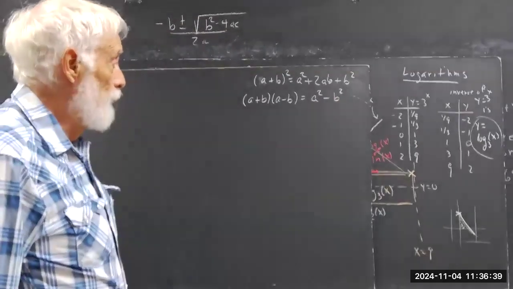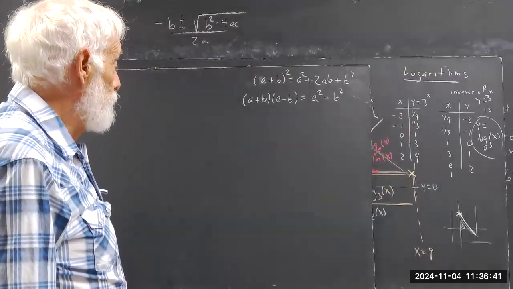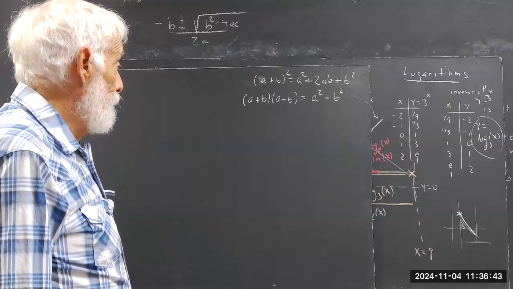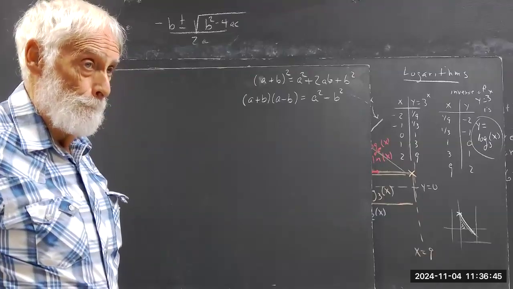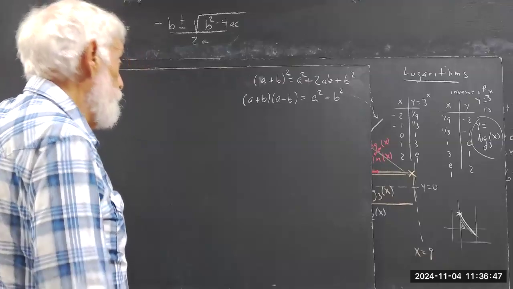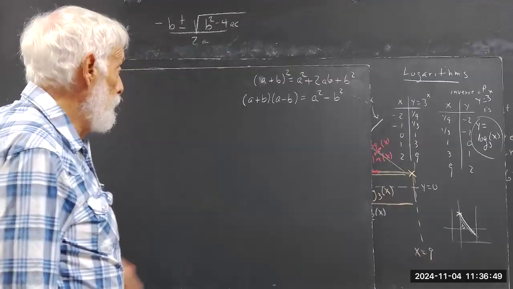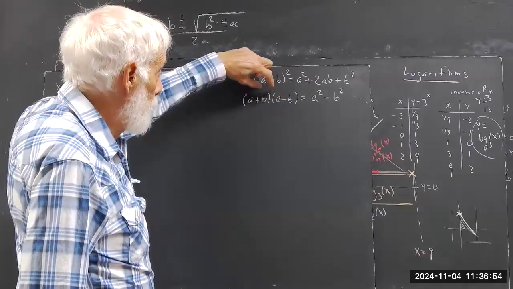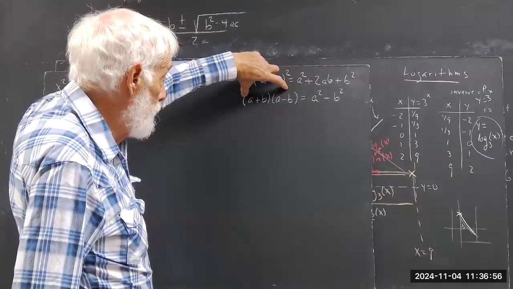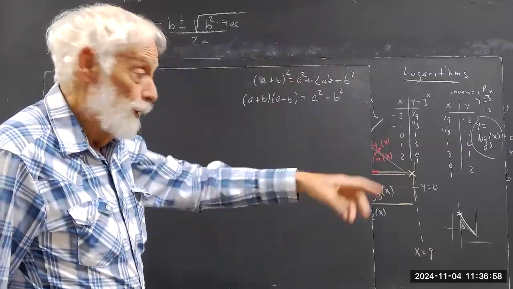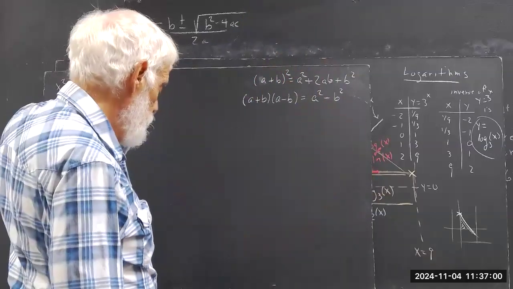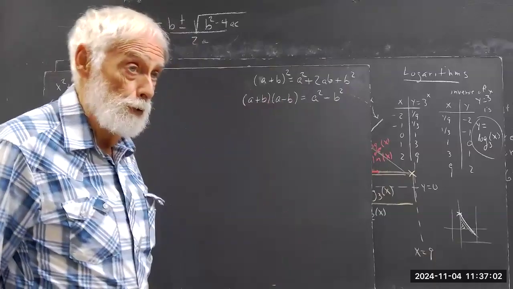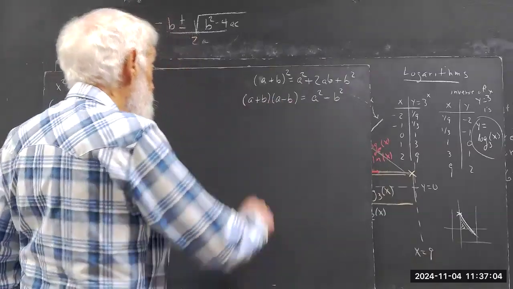And a plus b times a minus b is a squared minus b squared. If you multiply it out, you're going to have an a squared here, a minus b squared here, an ab here and a minus ab here. They cancel each other out, and that's what you're left with. Okay, we're going to talk about how to use those two formulas. Factor.